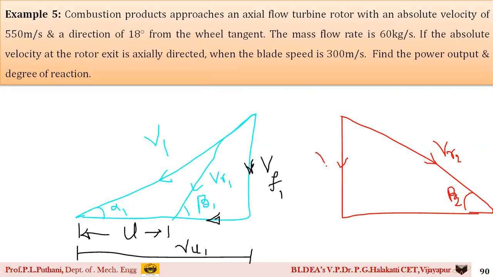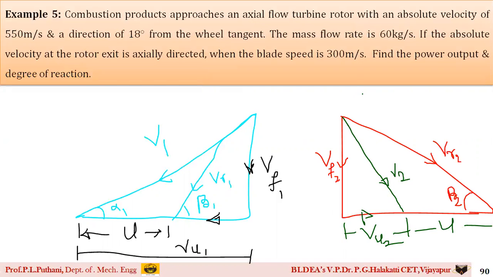Then we have VF2. Here, I have V2. Then from V2 to VR2, I have the tangential speed U, and this as VU2 in the opposite direction. This is the generalized structure of the outlet velocity triangle.